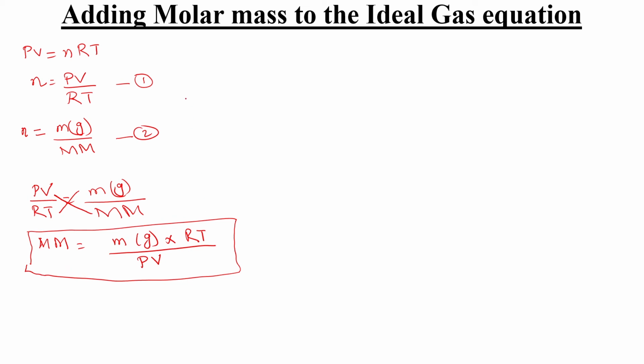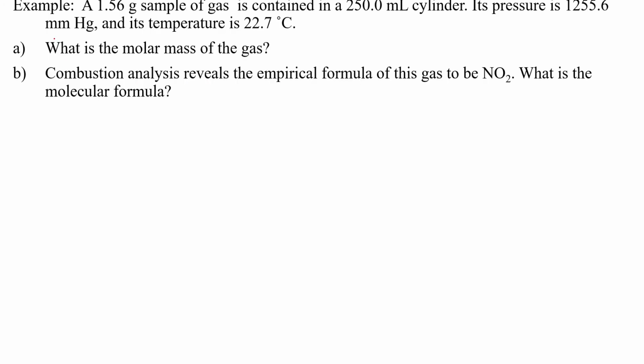You can also find molar mass in two steps, which means that you can find n from this equation. And once you have n, you rearrange this equation for molar mass and plug in the n that you found from here, and that way you can find molar mass in two steps. Let's do this example. You have the formula for molar mass, so do this example on your own and then play the video to check your answer.